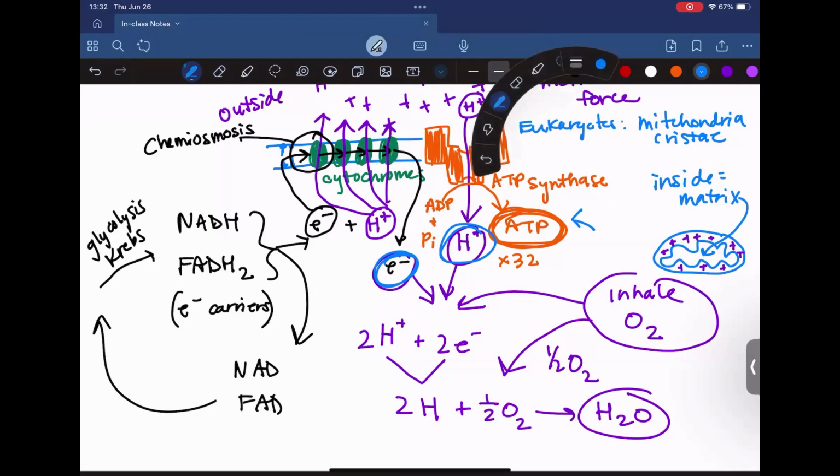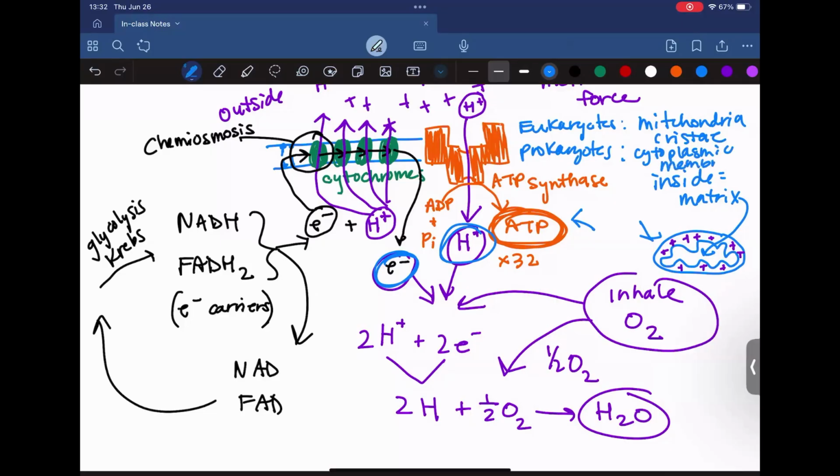But in prokaryotes, they already look like this, right? So they already have an inner membrane. This is just happening on their cytoplasmic membrane or inner membrane. And their ions just build up on the outside of their membrane. It looks just like our mitochondria, though. They're single celled organisms that already look like the mitochondria.